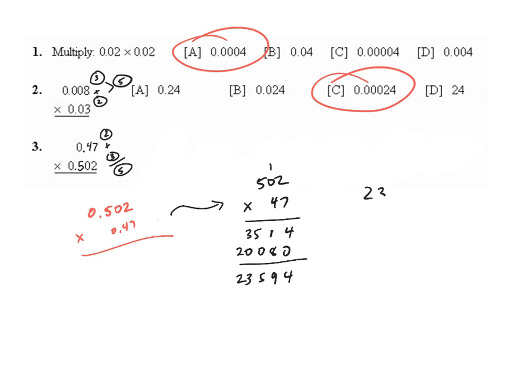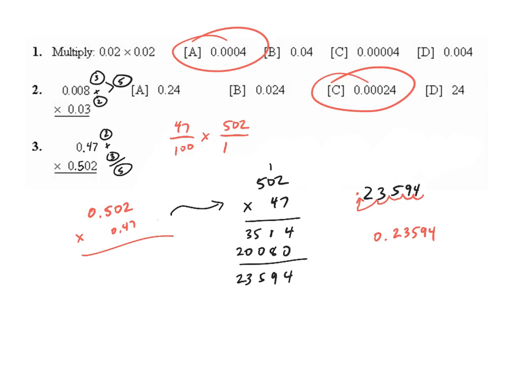So I have 23,594. However, I need to shift all of those 5 place values to the right. My decimal starts at the end of this number because this is a whole number, but then the digits are going to move to the right, so it's going to look like the decimal is moving to the left. 1, 2, 3, 4, 5 place values. So I end up with 23,594 100,000ths.